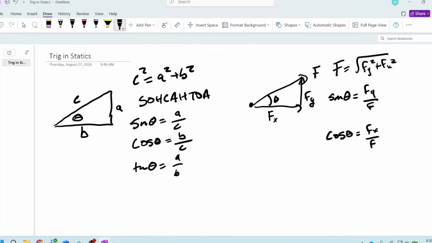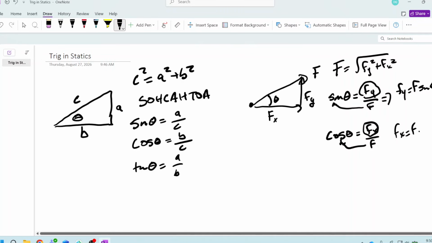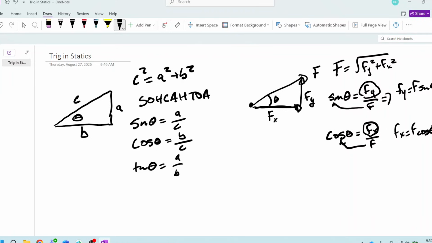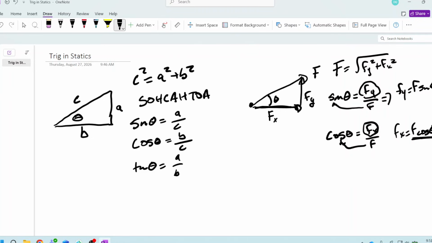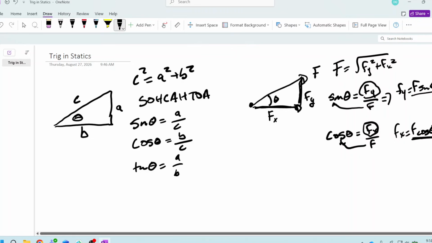But we often don't do that. What we often care about is solving for F of y and F of x. So what we often see is we move the F over, and we just say F of y is F times the sine of theta, and F of x is F times the cosine of theta. And if we look at this, in my mind, when we have theta as an angle in relation to horizontal, the x term is the adjacent term, so it's adjacent to our angle, which is our cosine, and our opposite, our y, is often our sine.